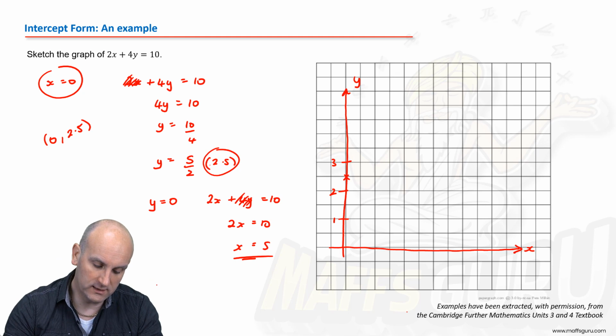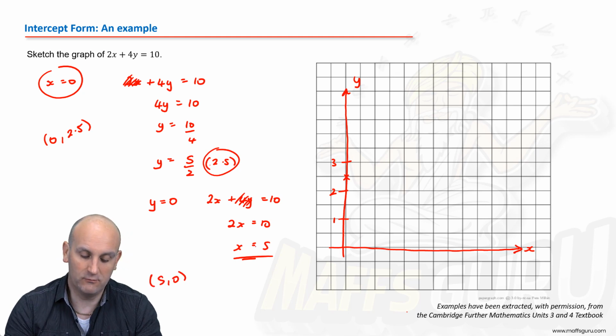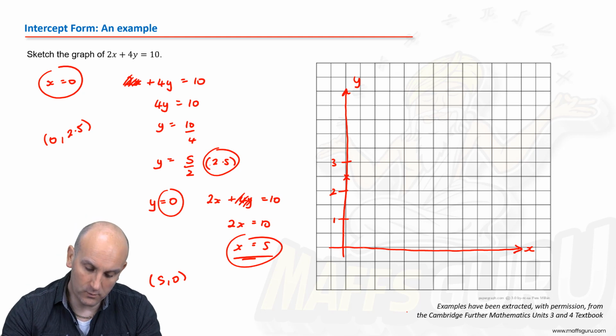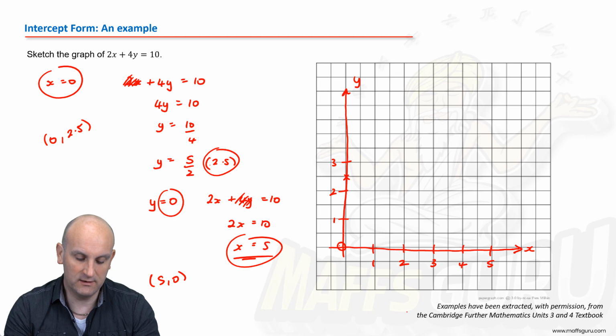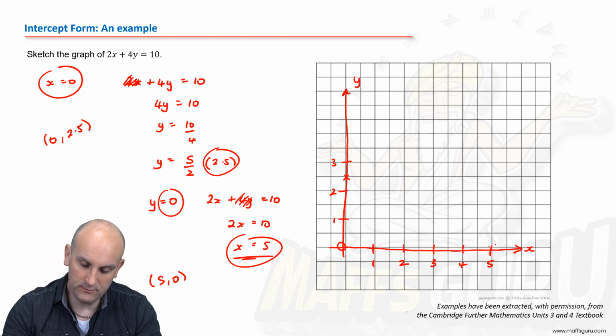What was my other coordinate here? 5, 0. Again, don't get it the wrong way around. x is 5, y equals 0. So what do we do here? Let's see, 1, 2, 3, 4, oh, 5. That fits perfectly. 5, 4, 3, 2, 1. Let's make that 0. And so 5, 0 puts a cross here.